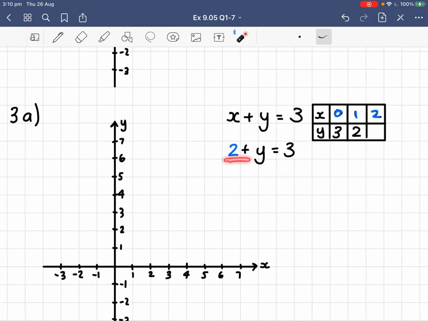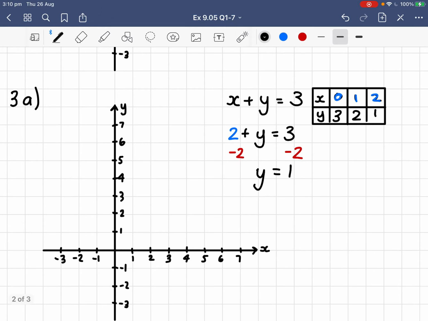So I have 2 plus y equals 3. Now another way we can do this is going back to how we solve equations. We have this 2 over here, and we don't want it over here because we want to find our y value. So it's a positive 2, so we're going to get rid of the positive 2 by taking it away from both sides of our equation. So 2 minus 2 is 0, so we'll have 0 plus y, which is y, equals 3 minus 2 is 1. So we get a y value of 1.